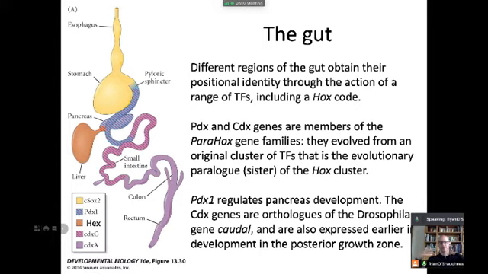So again, just reiterating this idea that the HOX code that organizes anterior-posterior patterning overall also organizes anterior-posterior patterning of the endodermal tissues, including the gut and related tissues.